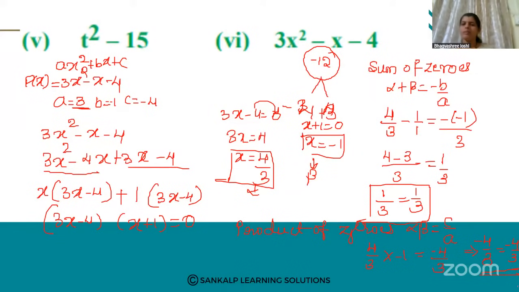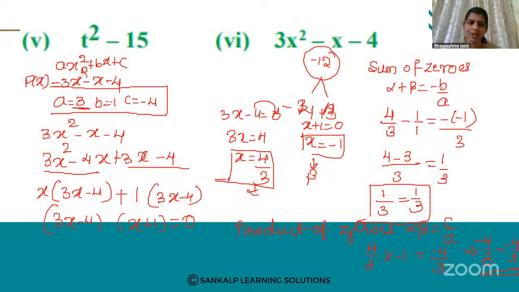Next, find out the sum of zeros. Alpha plus beta equal to minus b by a. So if you get confused about a and b values, first write it like this, then you will not get confused. A means 3, B means minus 1, C means minus 1. Okay. Yes. Shall we move to next question?